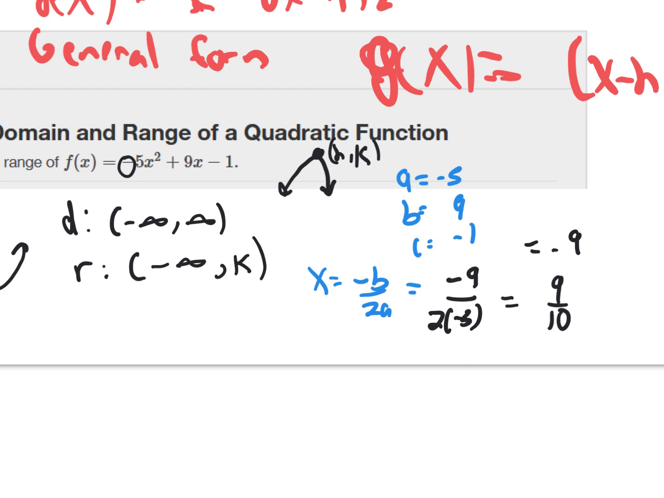It might be easier to use 0.9 now that I think about it, because that's my x value, my h. My k value will be f of the h number, f of h. In this case, f of 0.9. That might be easier to do, so here goes.